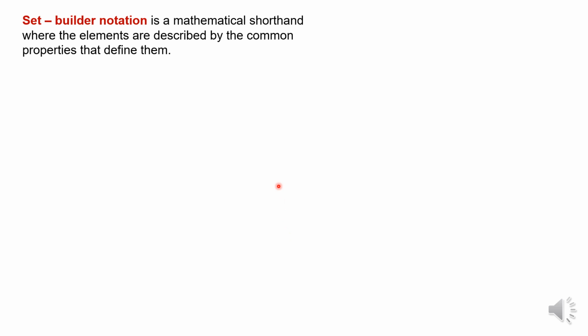Another important concept that you need to understand that is often confusing a lot of students is what we refer to as set builder notation. And set builder notation is just a short way of writing these elements that are being described by something that they have in common. So let's look at the set A that I had for my previous example.